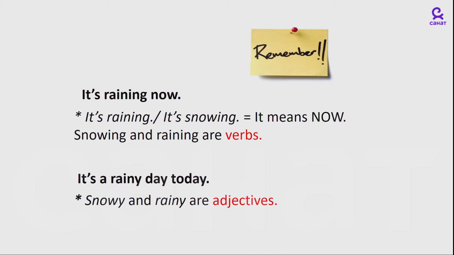In the second sentence, when we say it's a rainy day today, the word rainy is an adjective, which describes day, which is a noun. So snowy and rainy are adjectives.